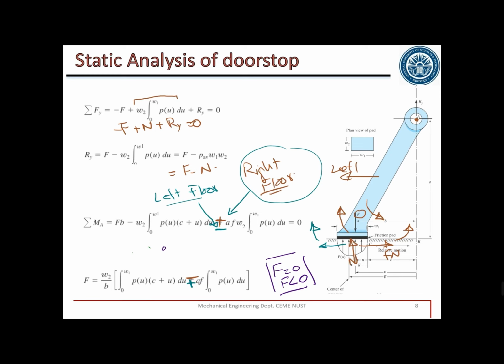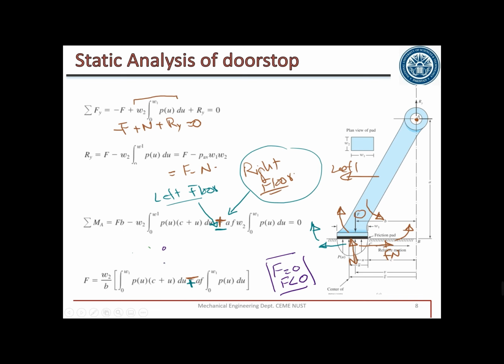So it is impossible that the sum of two positive values is 0, because neither C is 0, neither pressure distribution is 0, neither coefficient of friction. So these values are non-zero. Both of these values are non-zero. So it is impossible that the final answer is either negative or 0.